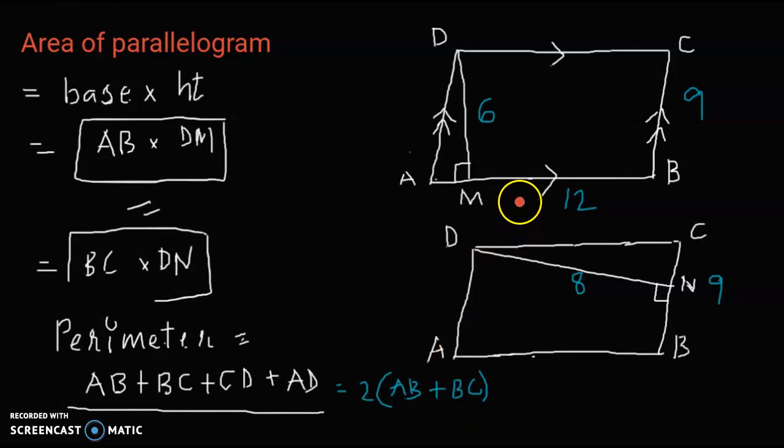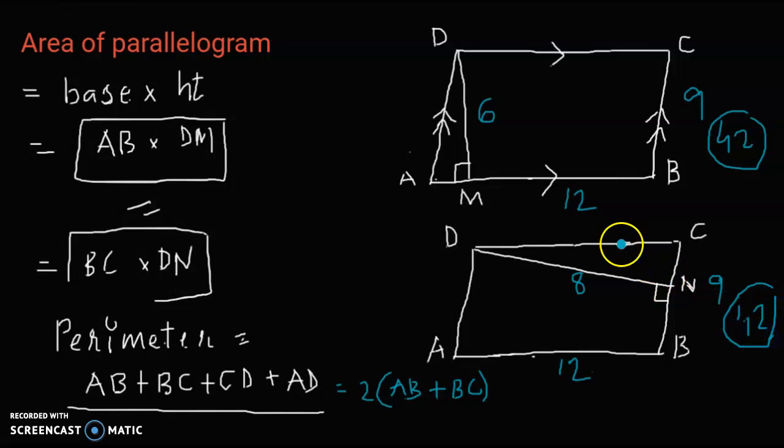Now let us see the area. For perimeter, let us see this, 12 and 9. So this also will be 9 and this also will be 12. 12 plus 9 is 21 multiplied by 2 is 42. So 42 will be the perimeter, and here it will be 9 and this will be 12. So the perimeter will remain the same. The perimeter of this parallelogram will remain the same.